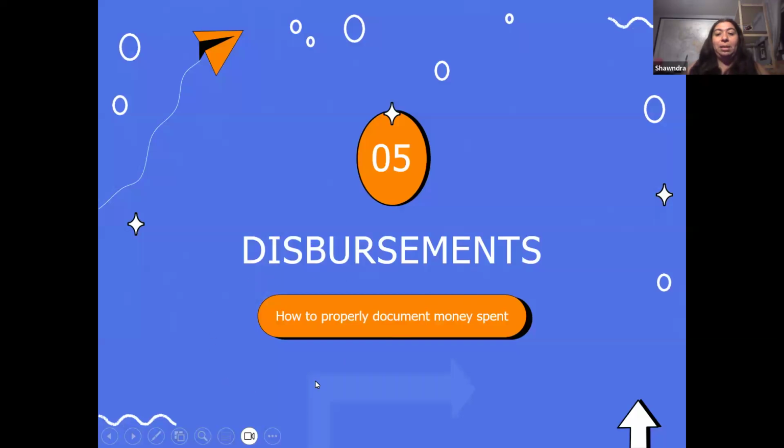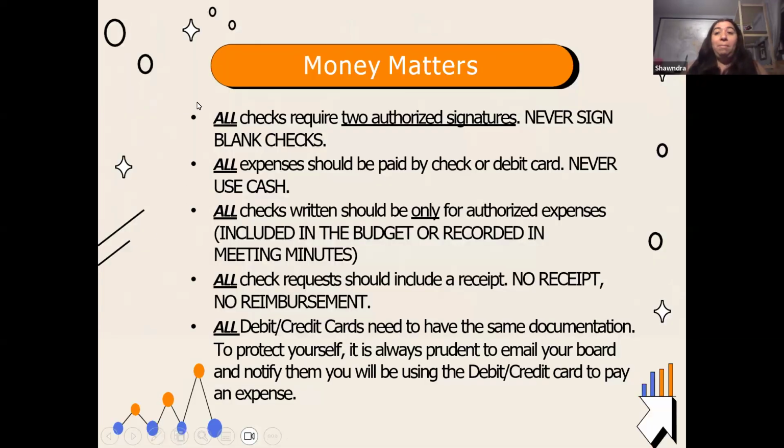All right, disbursements. So how to properly document money being spent and how do you pay folks back, right? So money matters. All checks require 2 authorized signatures. Never sign a blank check. So if you as a treasurer need to reimburse somebody for something or you need to pay for something, you can be one of those signers, and one of the other signers on the account obviously has to sign that check with you as well.